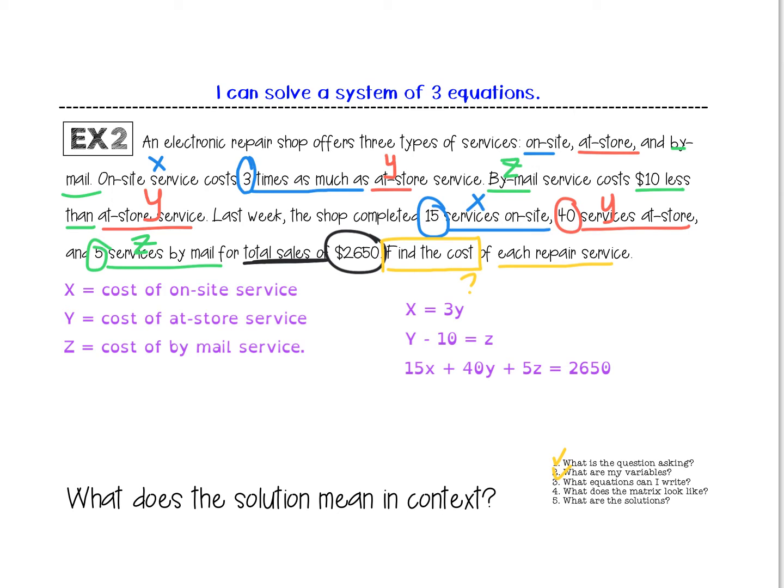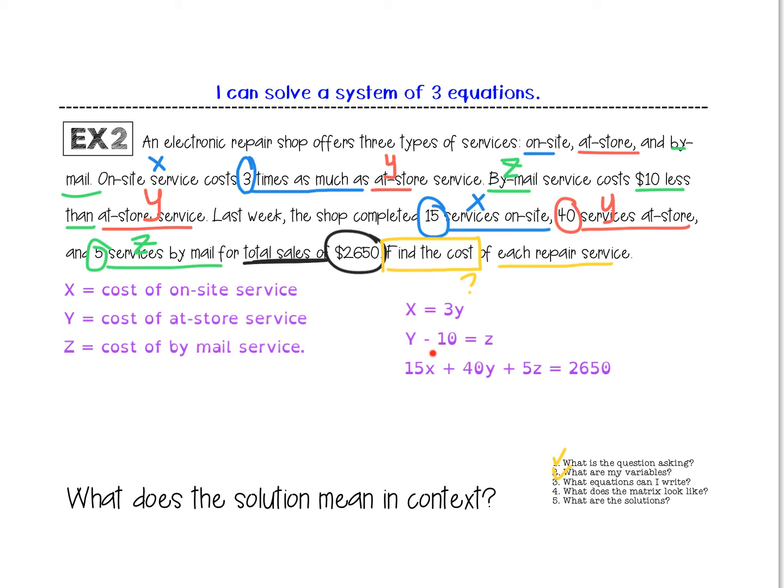So I have my 3 equations. What is the matrix going to look like? Remember that in order to use a matrix, I have to have all my variables in standard form on the left-hand side and all my constants on the right-hand side. I'm going to have to manipulate a couple of these equations. This one is in standard form. I have x, y, z equals constant.